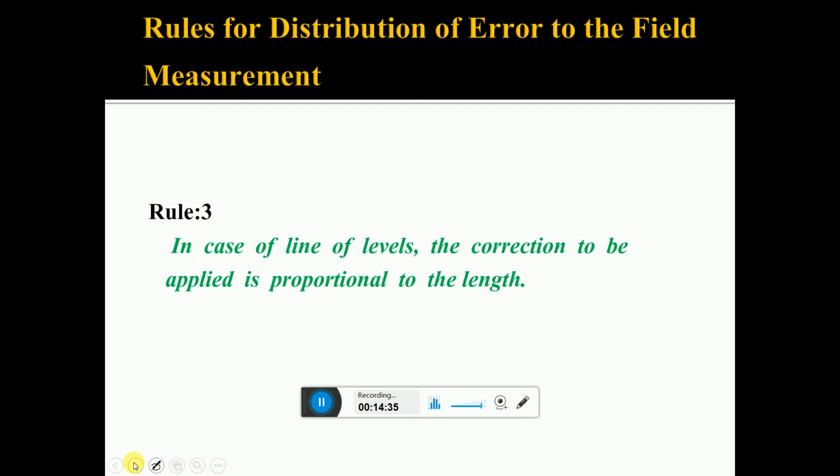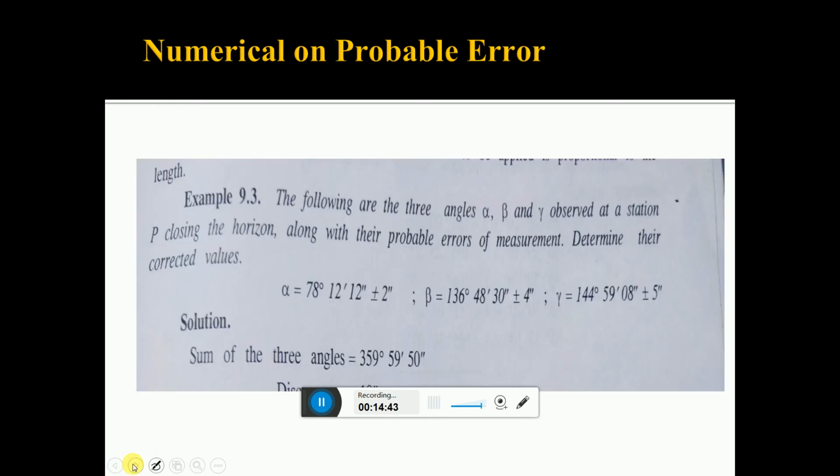If the length of the route is more, the correction will be less. If the length of the route is less, correction will be more. Likewise, you can apply the corrections. So we will take two examples, one for rule number 1 and another for rule number 2, when the probable errors in the observations are given and when the weights of the observations are given.